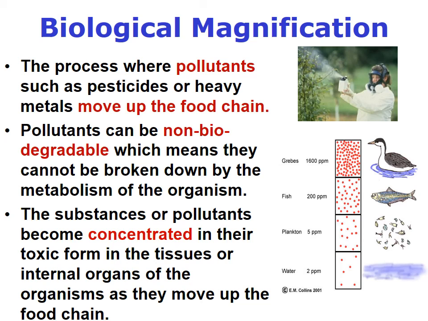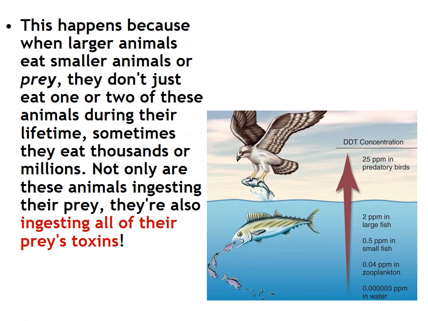So biomagnification is the idea that as you go up the food chain, the amount of chemicals and toxins actually increases in the higher order, or higher level, consumers. And this is what I just explained: because for the large animals there's not a lot of food, not a lot of energy in the secondary consumers, they can't just eat one or two, they have to consume maybe thousands or millions of these animals in their lifetime. So not only do you get the energy from them, you're actually getting all their toxins.